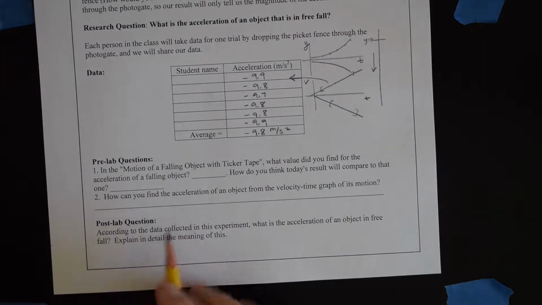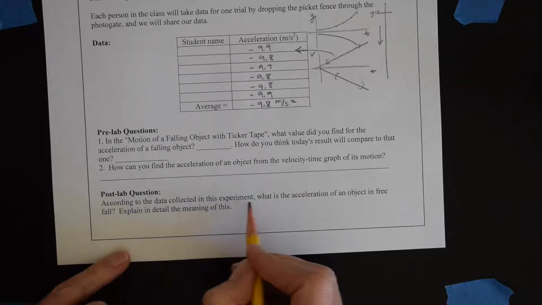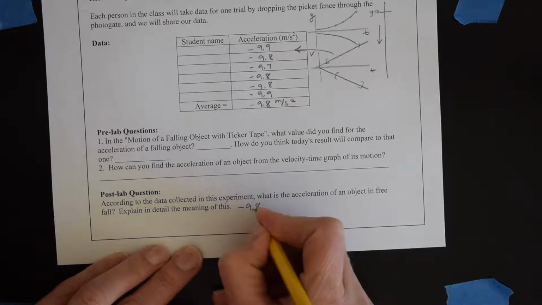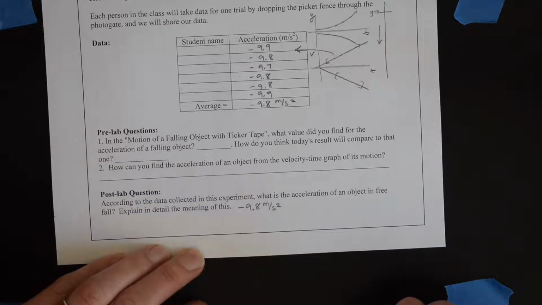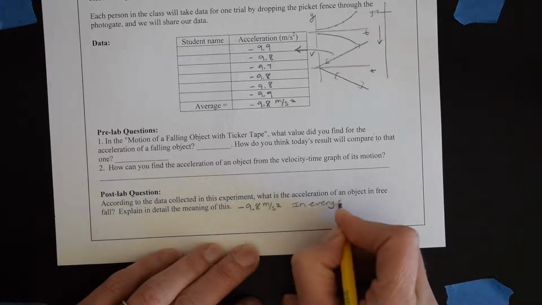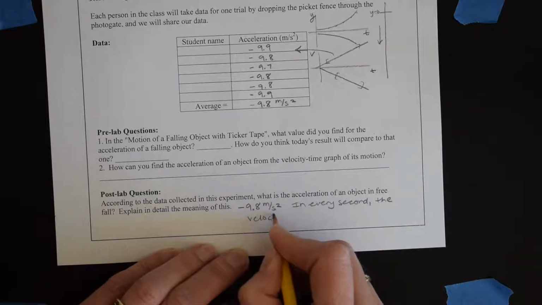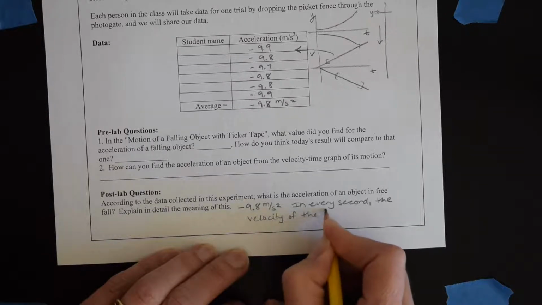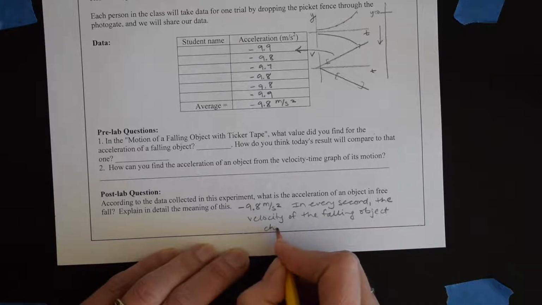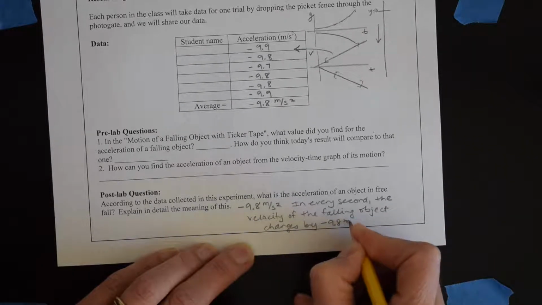And at that point, you would be ready to answer the question. Let's just do that right now. According to the data collected in this experiment, what is the acceleration of an object in freefall? So the acceleration is -9.8 meters per second squared. And what does that mean? That means that in every second, the velocity of the falling object changes by -9.8 meters per second.